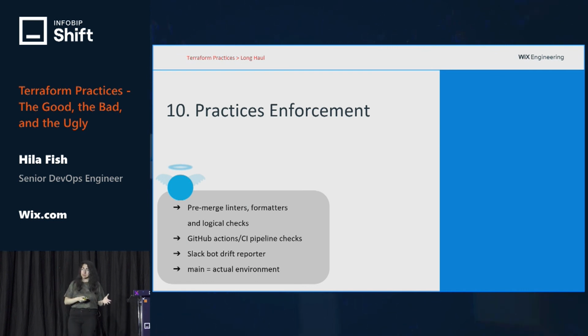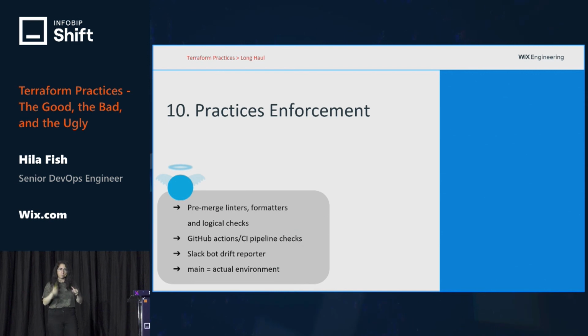You can also have Slack bot drift reporters if you need so, but I can share with you that at Wix, we have Atlantis working with our PRs, so the PR automation is done with Atlantis. When I open a PR, Atlantis runs a plan. I see that everything looks good, and then I run Atlantis apply. Once this is done, two things happen. First, the code gets merged, of course, to main, but also it gets applied. So that way, it makes the notion of the main equals the actual environment, meaning no drifts.